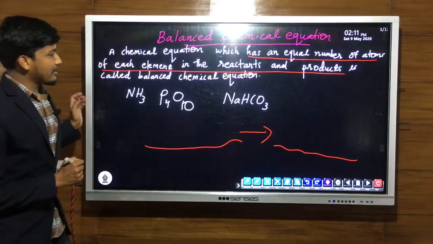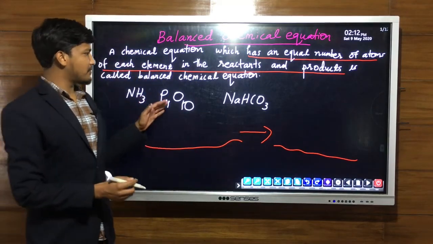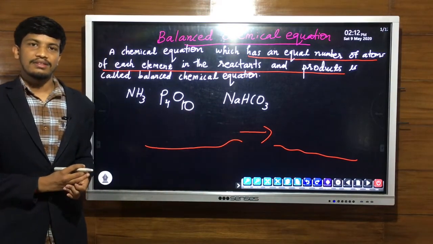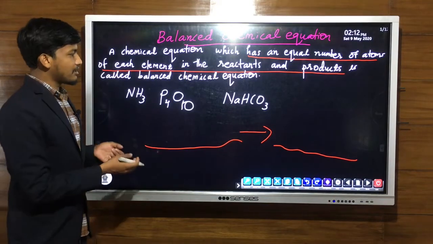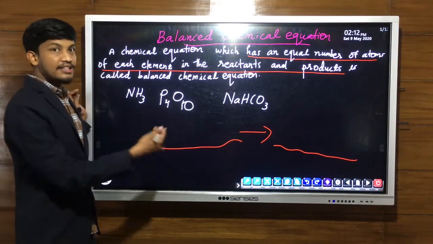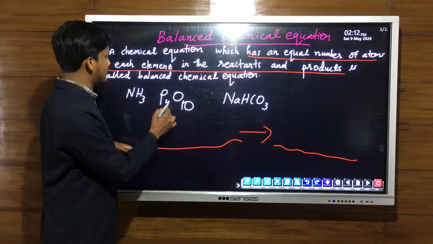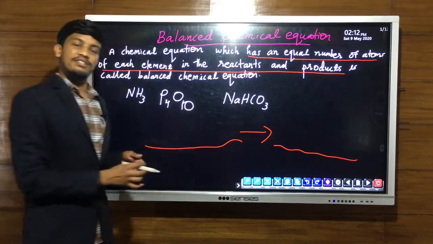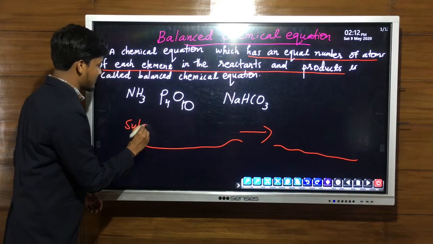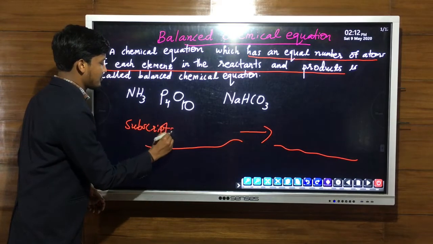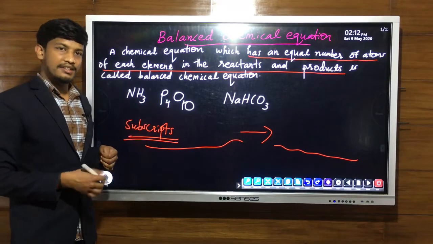For that, we can consider some examples. I have written three chemical formulas: NH3, P4O10 and NaHCO3. These are the chemical formulas of three compounds. From the chemical formula we can get the number of atoms. How can we get the number of atoms from the chemical formula? We can see that in every chemical formula there are some numbers like 4, 10, 3, etc. These numbers which appear in the chemical formula are all subscripts.